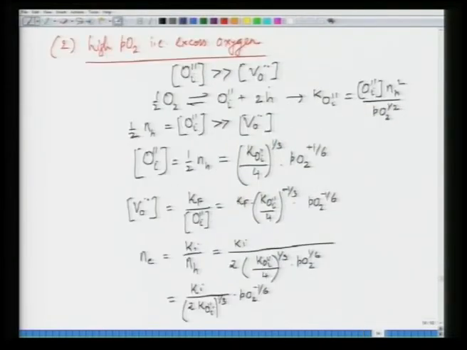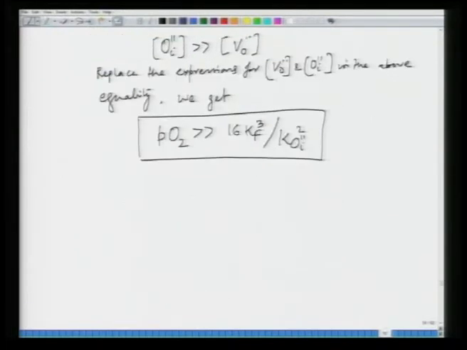The second limiting condition would be in the high pressure region. In this case the opposite prevails, that is oxygen interstitials are much larger in concentration than oxygen vacancies. Again write down the charge neutrality condition and derive the concentration of all defects, and then we work out the regime of partial pressure of oxygen, which is given in terms of the Ks of different reactions. So PO2 must be much larger than 16 Kf cubed divided by KOI squared.